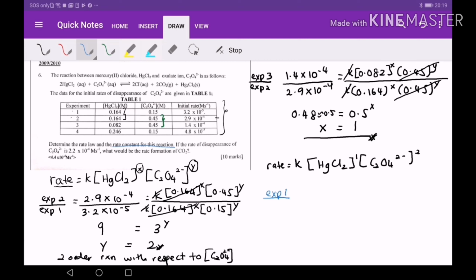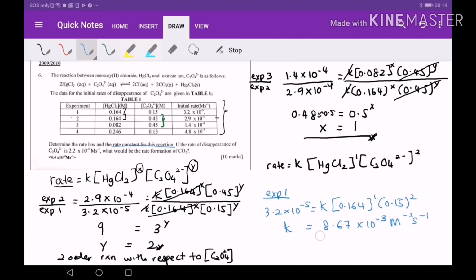So data dia rate, masukkan rate 3.2 kali 10 kuasa negatif 5 equal to K, concentration of HgCl2 0.164 to the power of 1, and concentration C2O4 is 0.15 to the power of 2. So saya dapatlah value for K is 8.67 times 10 to the power of negative 3. So unit dia adalah M negatif 2 S negatif 1.